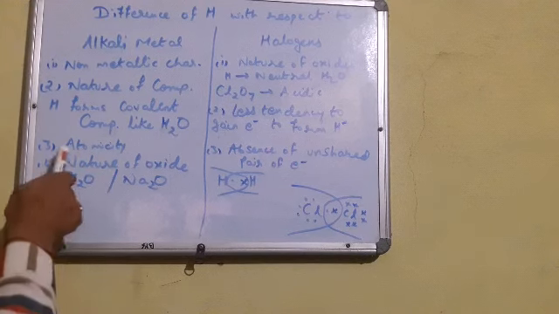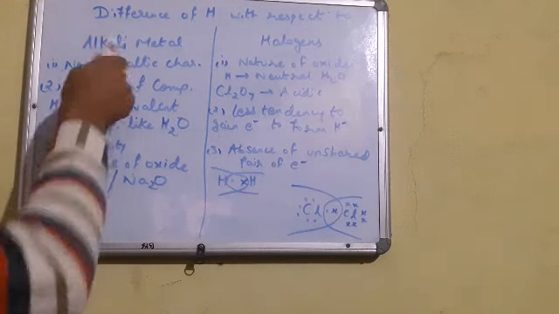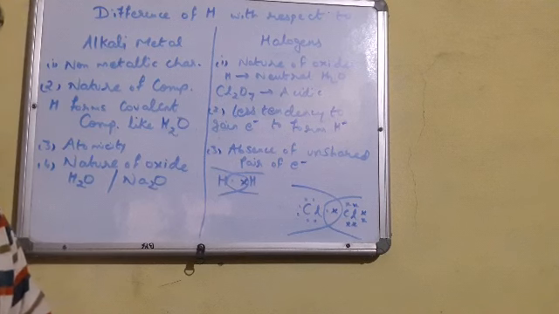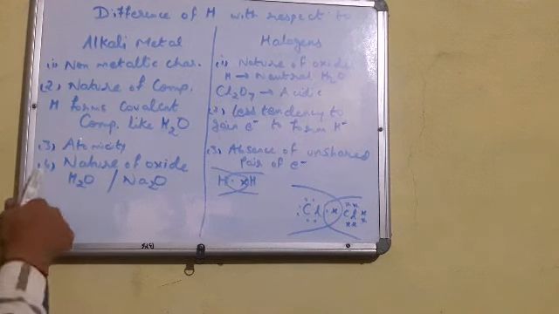Fine. Next is atomicity. How is hydrogen different in case of atomicity with alkali metals? Hydrogen is diatomic in nature. It shows atomicity 2. That means it behaves as an H2 molecule, whereas all the alkali metals are monoatomic. If we say sodium, it is monoatomic, a single atom is present. Right.